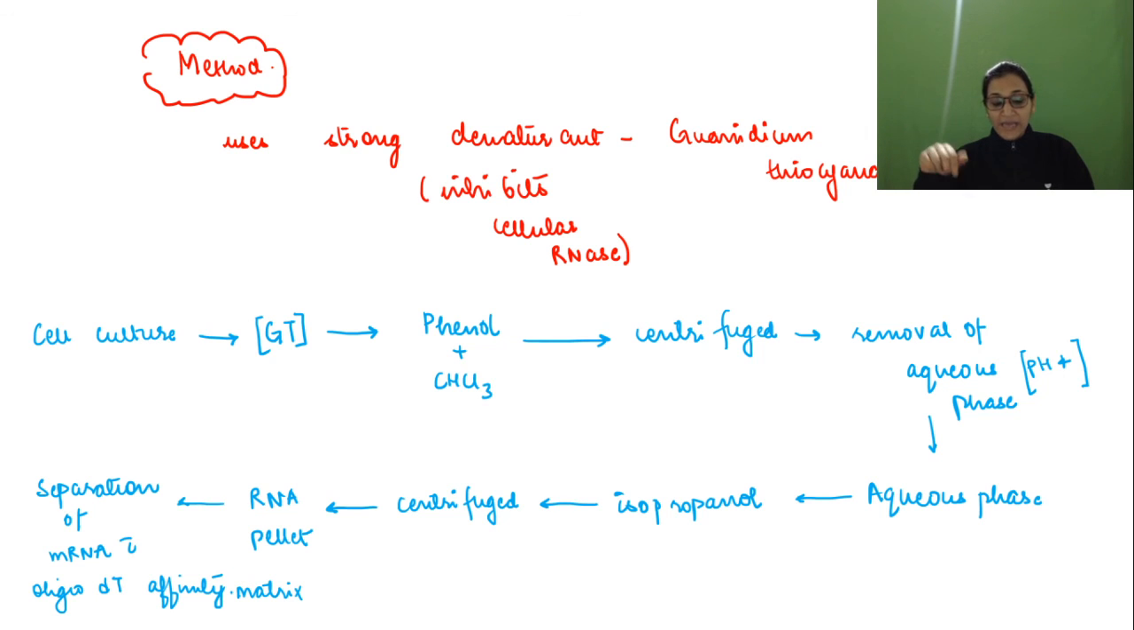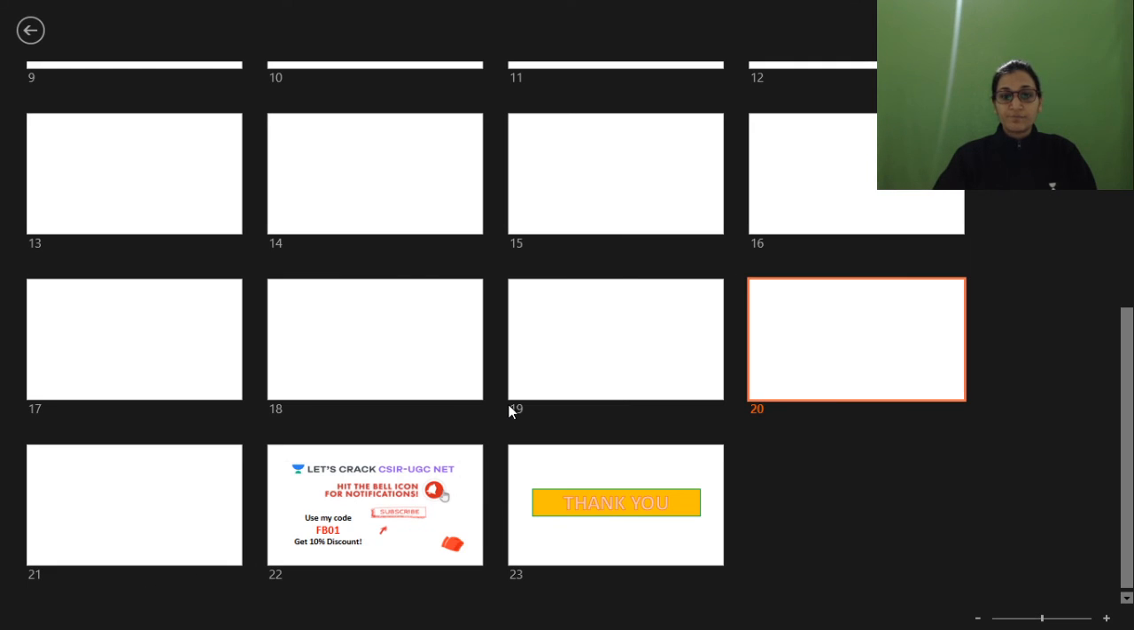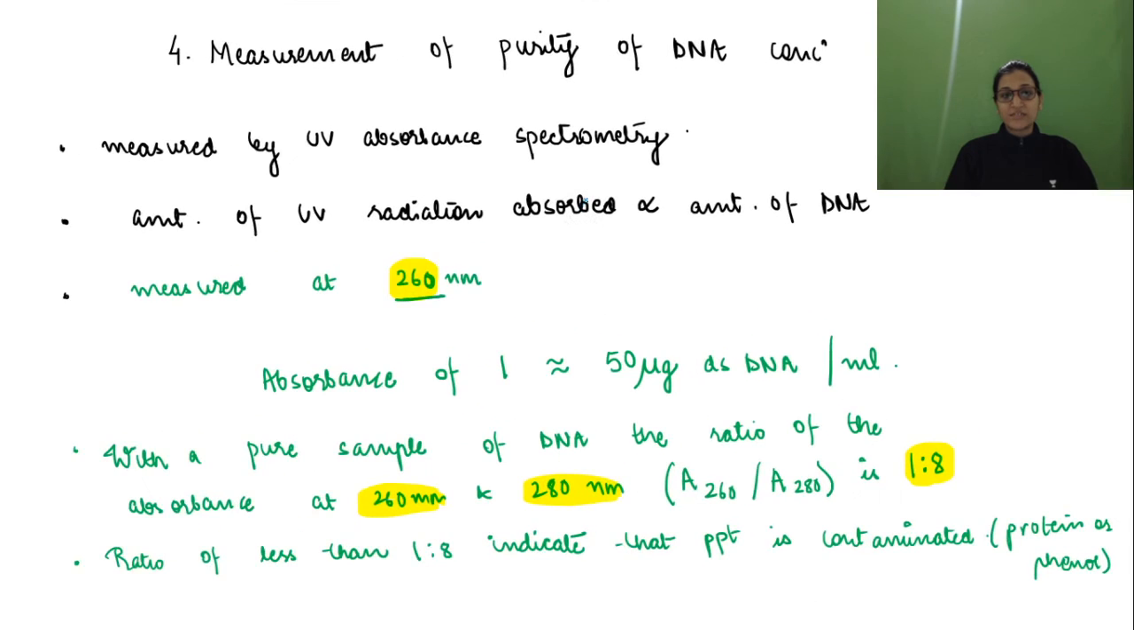So poly-A mRNA is purified from the total RNA by using a polyadenylate affinity ligand, that is the poly-DT ligand. So this is how the whole process of RNA purification or RNA extraction is done.